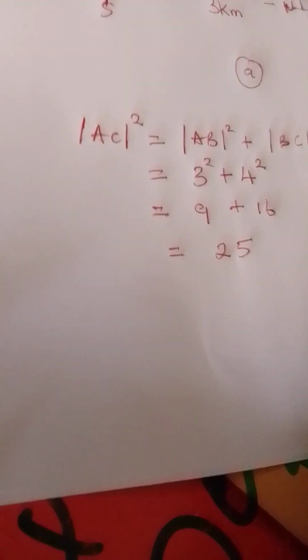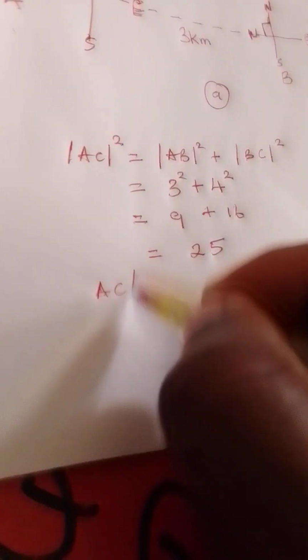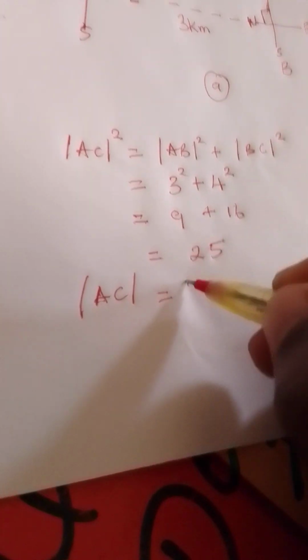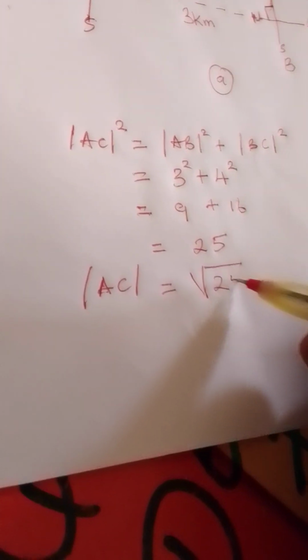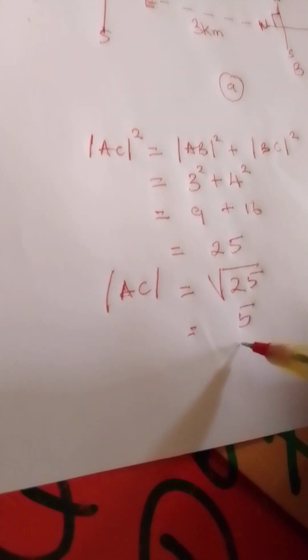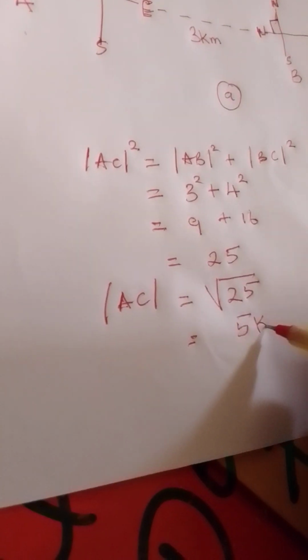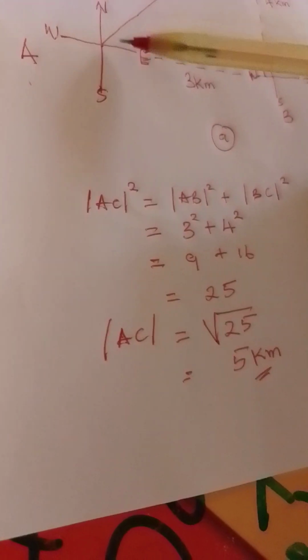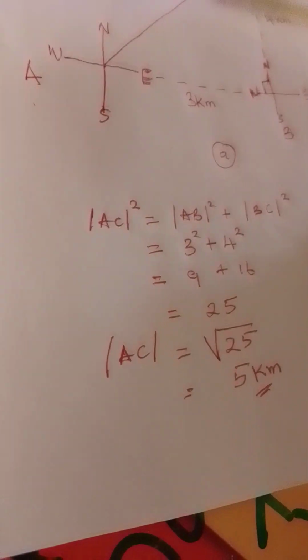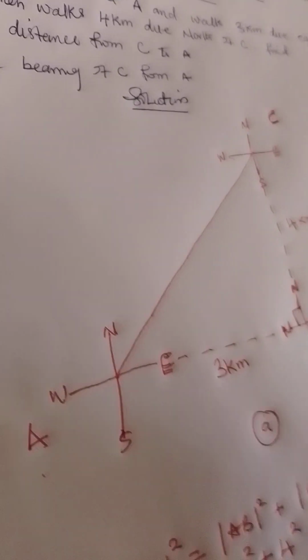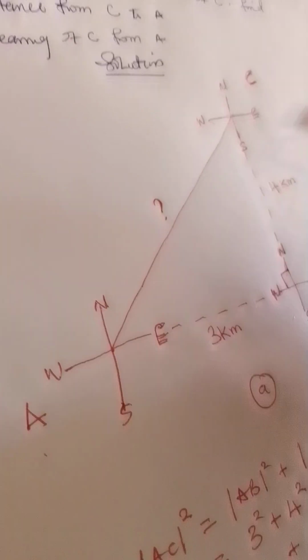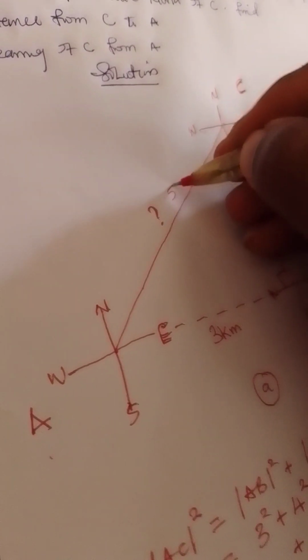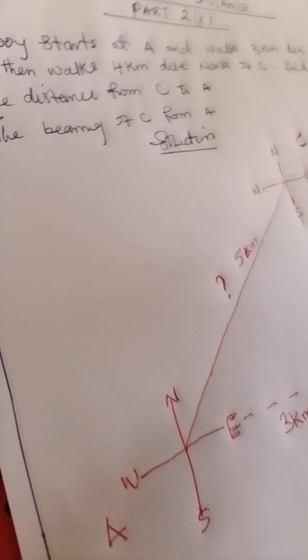25. Now squaring it from here, you now have that line AC squared is 25. Taking the square root of both sides, the square root of 25 will be equal to 5. So that will give us 5 kilometers. That is the distance from C to A. That is the distance, so AC is equal to 5 kilometers.